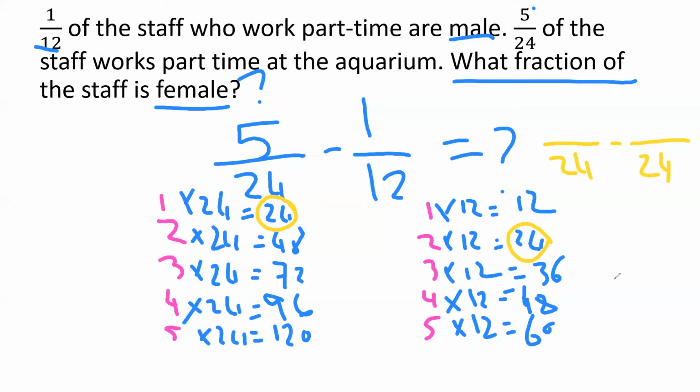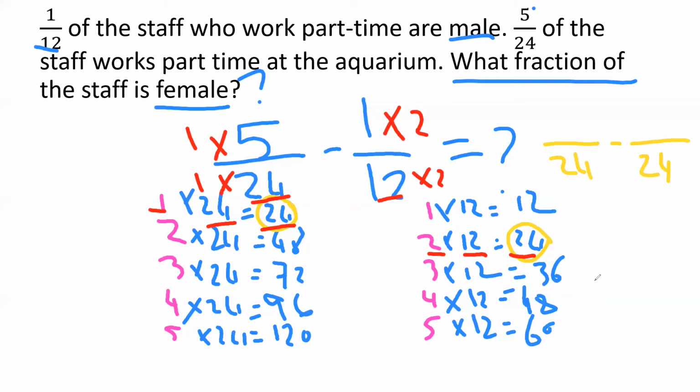And I ask myself, what did I have to multiply this 24 by to get the match? I multiplied it by 1. So I'm going to multiply the denominator by 1 and also the numerator by 1. Because in any fraction, whatever I multiply the denominator by, I have to multiply the numerator by, so it stays the same ratio, or an equivalent fraction. I do the same thing on that side. I multiplied the 12 by 2 to get my match, so I must multiply the numerator by 2. The denominator is already filled in for me.